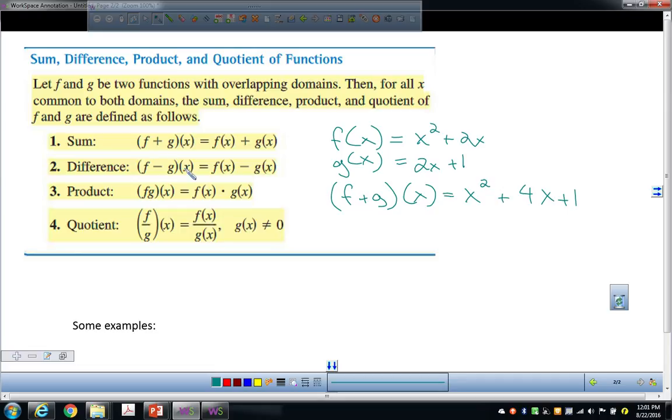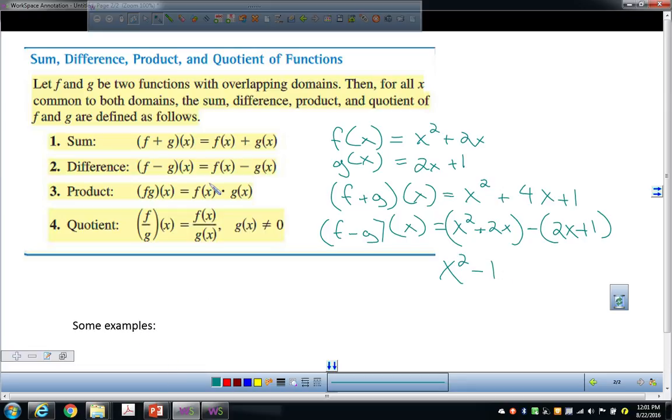F minus g of x. I'm not used to using my multiboard. You just subtract, but in this case, you remember you have to be careful that you have to subtract the whole thing, okay? X squared plus 2x minus 2x plus 1, so you get x squared. 2x minus 2x gives you how many x? 0 minus 1. So that would be that, right?